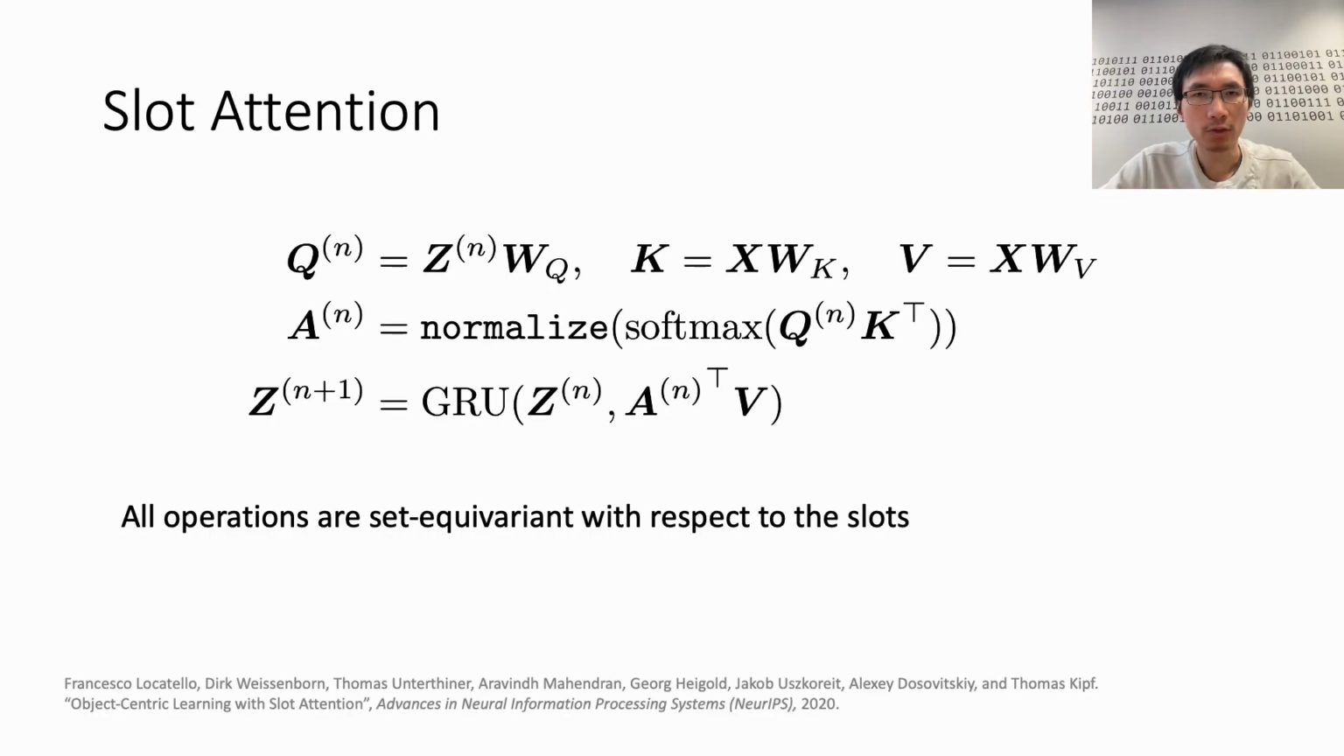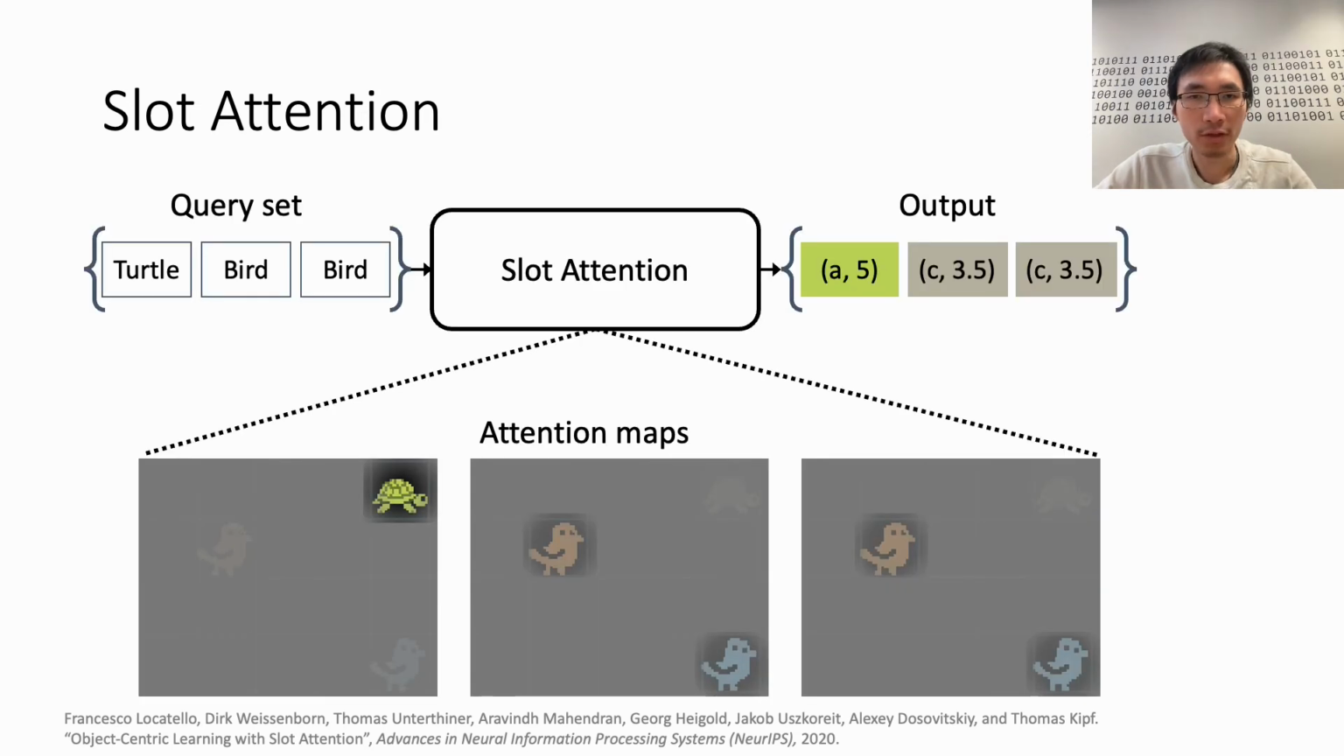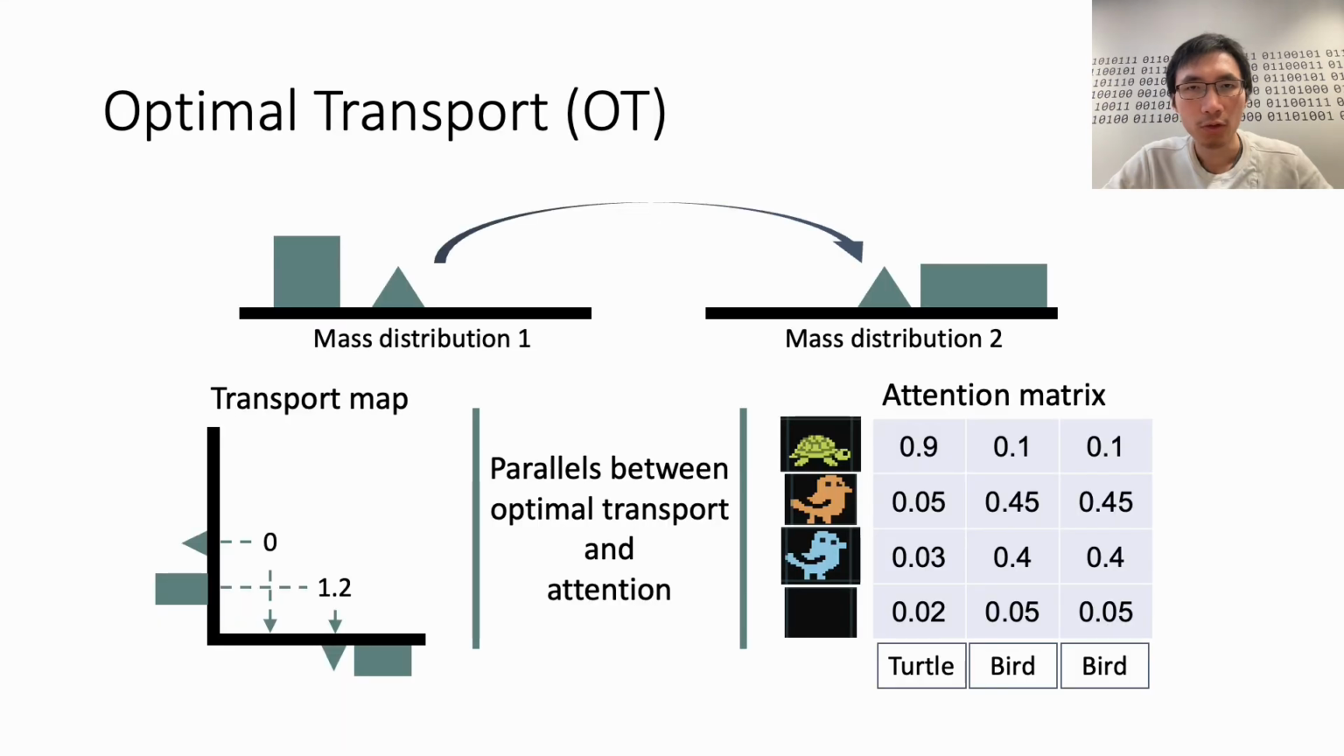Since every operation in slot attention is set equivariant, the full neural network is also set equivariant. Conversely, this means that if we want to endow the neural network with the ability to separate equal elements, then it is sufficient to change a single operation in slot attention. We focus specifically on the attention mechanism. To turn the attention mechanism into something that is multi-set equivariant, we make use of optimal transport.